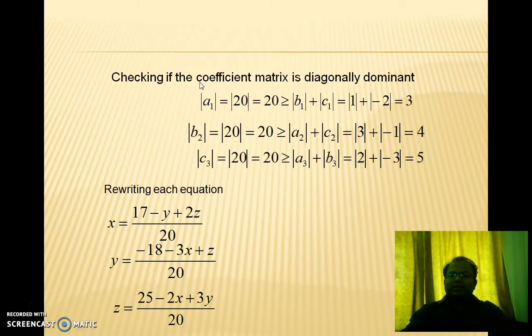Now we first check whether this given system of equations is diagonal dominating or not. So we take the diagonal element a1, that is mod 20, which should be greater than or equal to b1 plus c1, that is 1 and minus 2; mod of minus 2 is 2, and 1 plus 2 is 3. So definitely 20 is greater than or equal to 3. So the first condition is satisfied. For the second equation, 20 is again greater than or equal to 4, again satisfied, and similarly for the third equation. Now we say that the given system of equations is diagonal dominating.